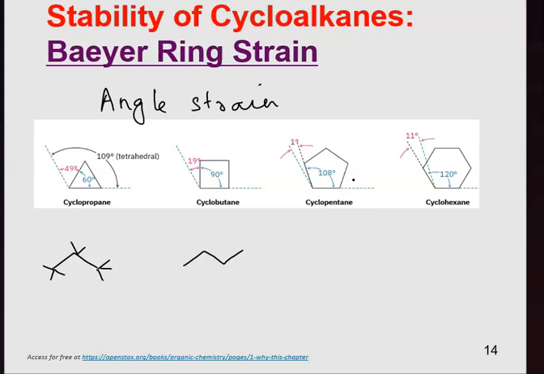Okay? And then continuing with this argument, cyclohexane should have much more angle strain than cyclopentane, because now it is 11 degrees deviated from the regular tetrahedron structure.